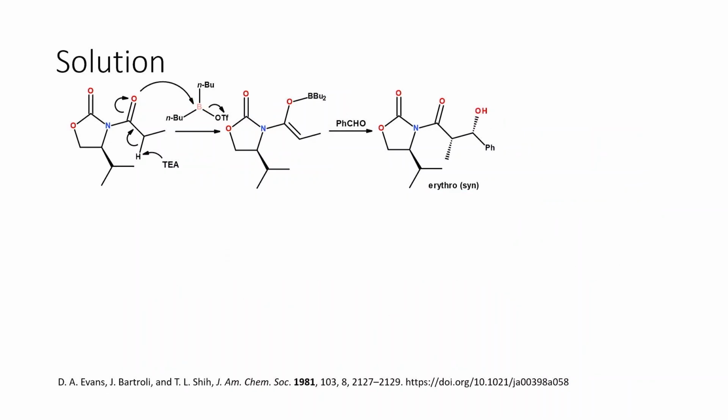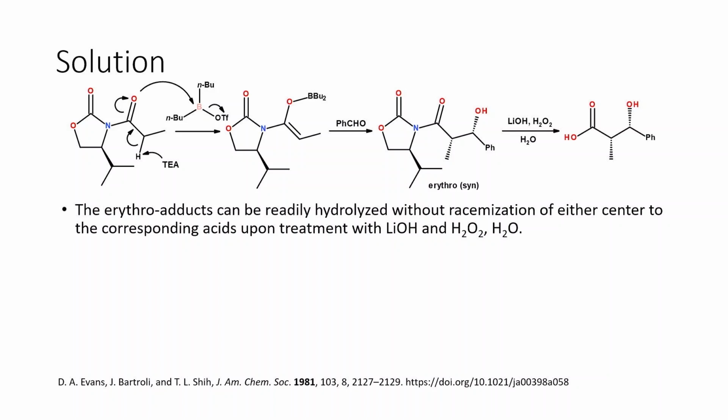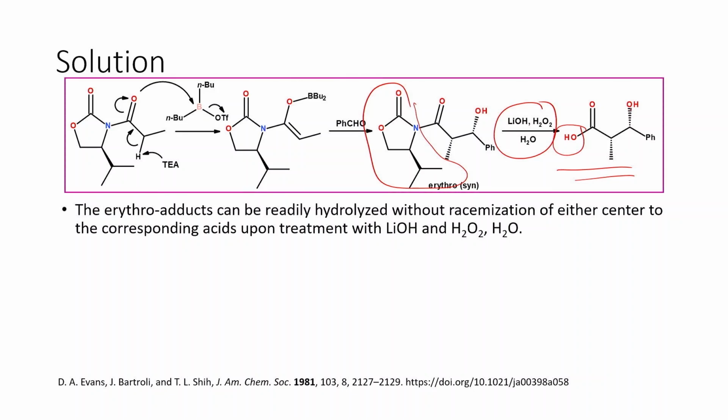So once this erythro isomer is formed, the next step is the hydrolysis using lithium hydroxide. The oxazolidone part is cleaved during the hydrolysis reaction. So that leads to the liberation of the carboxylic acid unit, and we end up with the final product as shown here. So this is the overall reaction in this particular case. So here these two groups are in the cis orientation or syn orientation.